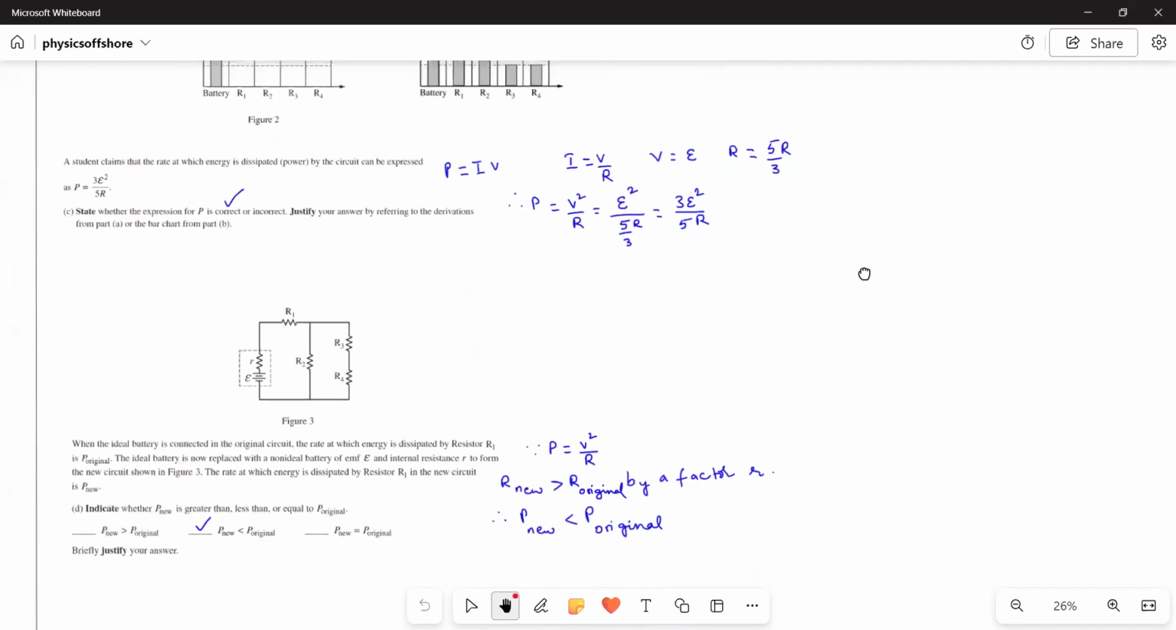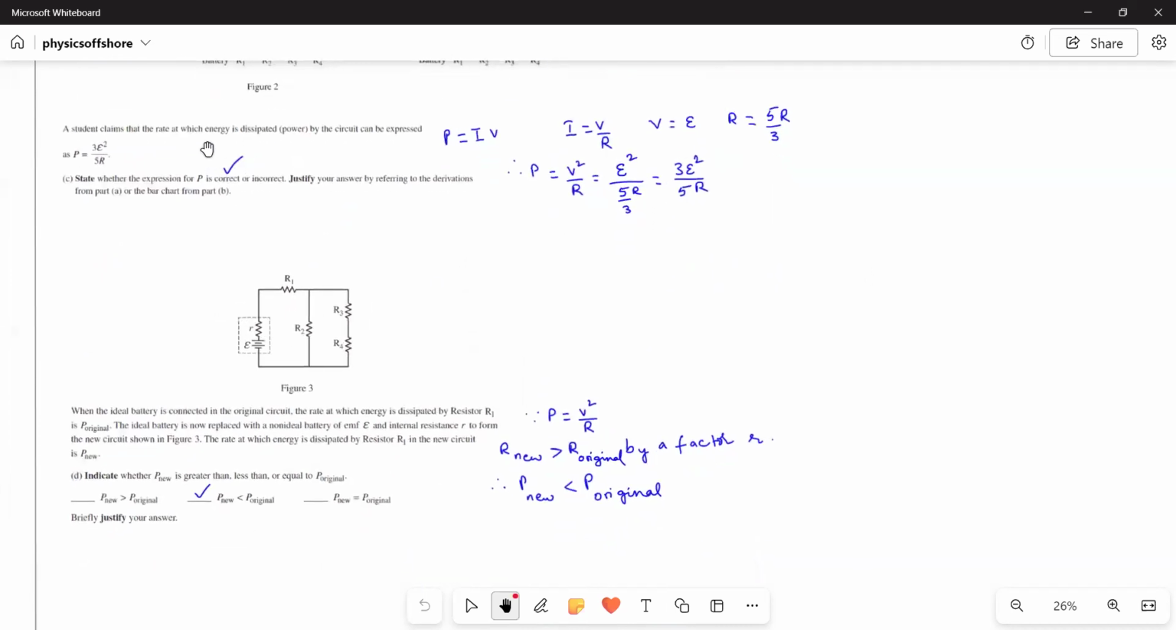Next, a student claims that the rate at which energy is dissipated by the circuit can be expressed as P equals 3E squared over 5R. State whether the expression for P is correct or incorrect. Justify your answer by referring to the derivations from part A or the bar chart from part B.